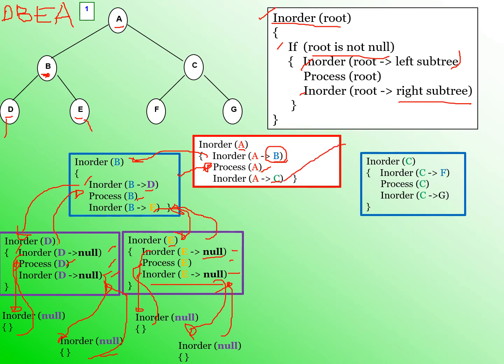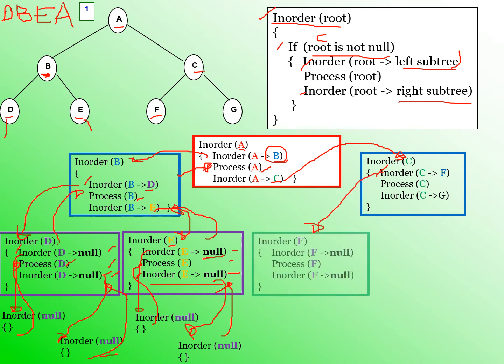Okay? So, in order C. Okay. Again, C is not null, so true. Then, in order, C referencing to left subtree. C referencing to left subtree is F. Therefore, tinawag niya ang sarili niya in order F. Okay, the root now will be F.